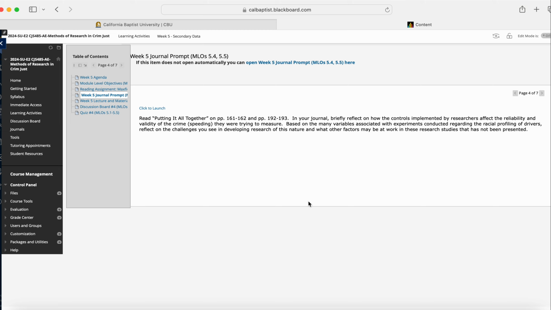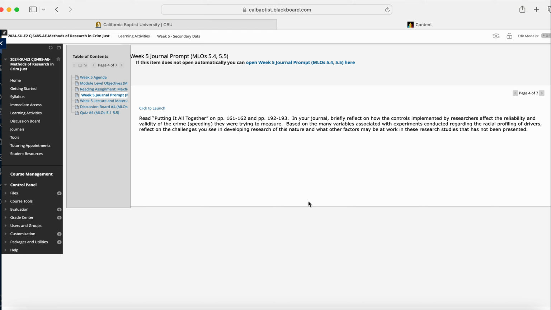For our journal entry this week, I want you to read Putting It All Together on pages 161 through 162 and pages 192 and 193. In your journal, reflect briefly on how the controls implemented by the researcher affect the reliability and validity of the crime, speeding, that they were trying to measure.